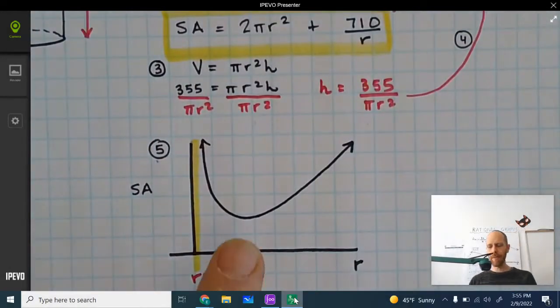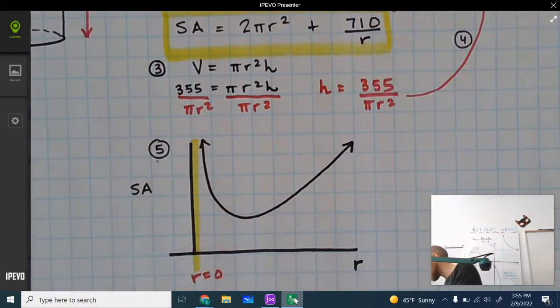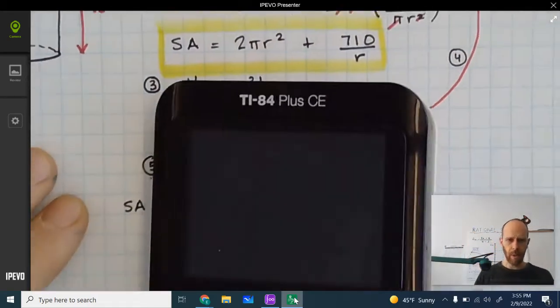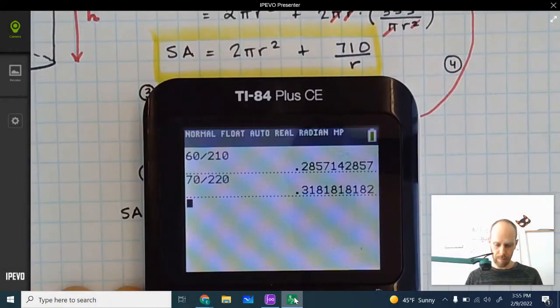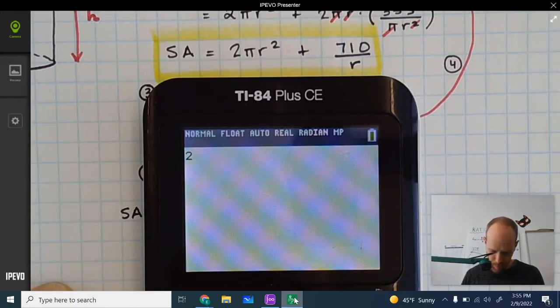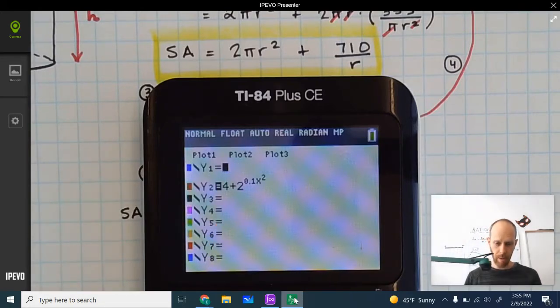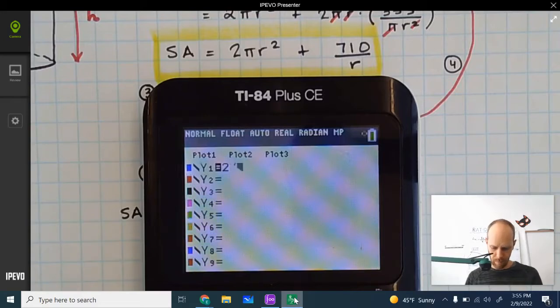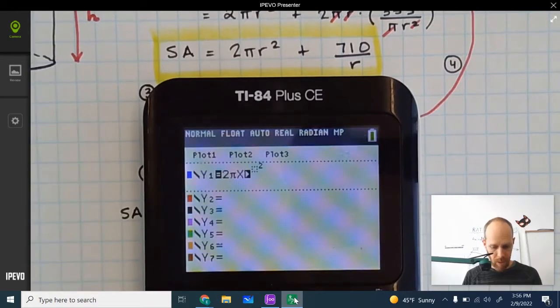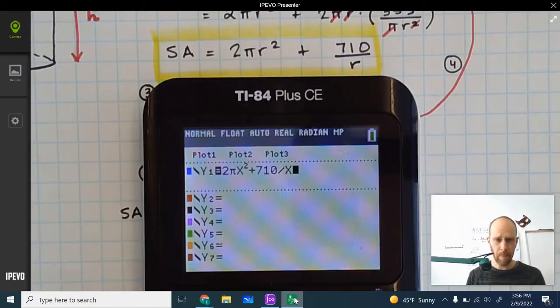Now, do we have to be able to figure that out on our own? Not necessarily, but it helps. Let's grab a calculator and plug this in. Oh, I'm plugging it into the wrong place. Let's plug it in right here. This thing's driving me nuts. Delete. There we go. Plus 710 over x.